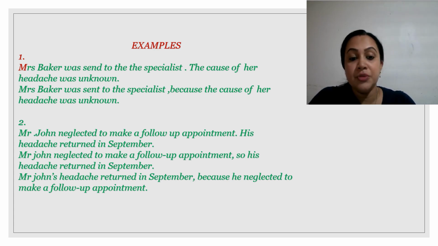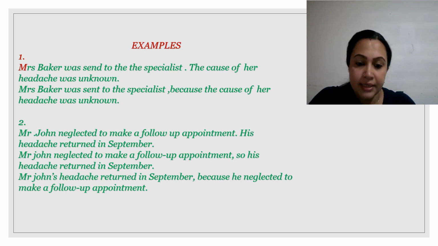Mr. John neglected to make a follow-up appointment. His headache returned in September. Both are two simple sentences that carry meaning. But when you write it in the other way, just see the example. Mr. John neglected to make a follow-up appointment, comma, so his headaches returned in September. That is more meaningful, isn't it? Have you felt like that?